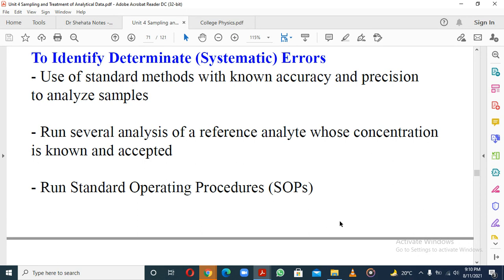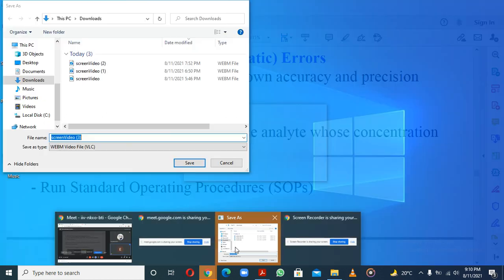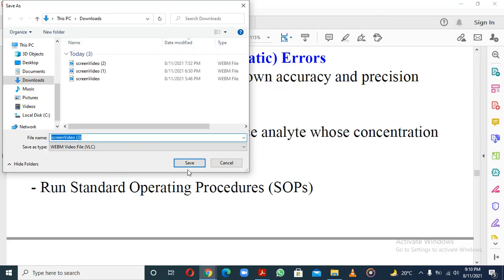Okay, so let me just save this lesson that we had so that I don't lose it.